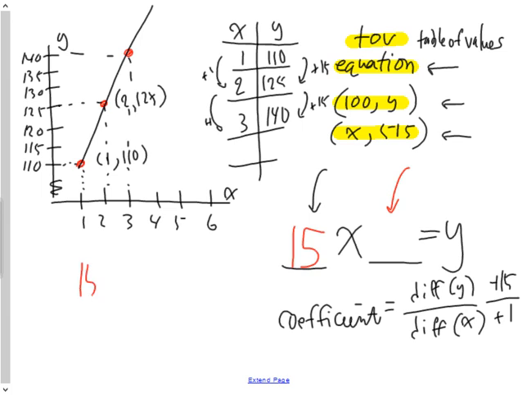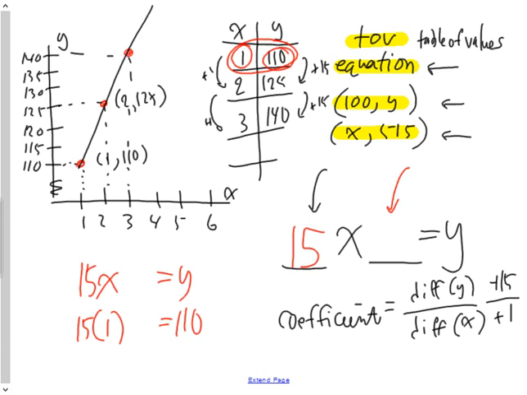I'm going to write my partial equation of 15 times the x value equals the y. And in order to find out if there is a constant necessary, you can take any of these ordered pairs. You can take this one, you can take this one, you can take this one. And generally speaking, we always like to use the first one because it's the smallest of all the numbers we have. And I'm going to take this x value of 1 and substitute it into the equation. And I'm going to take the y value of 110 and substitute it in there.